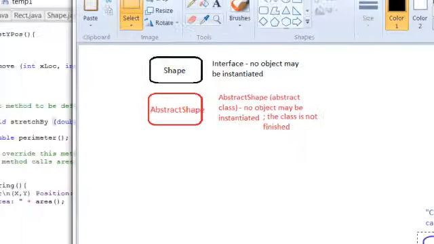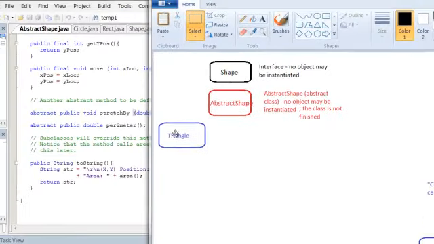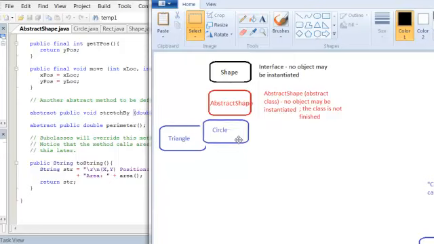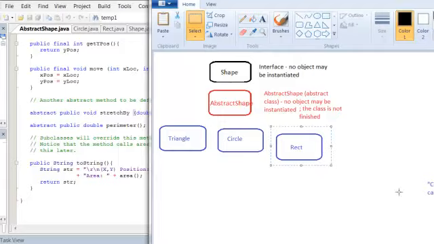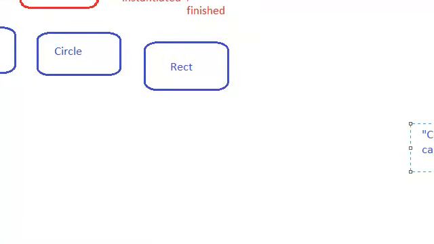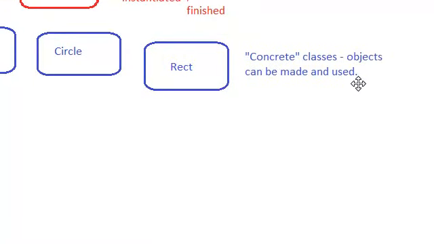I'm going to put triangle and circle and rectangle underneath this. I'm not going to have fancy lines like your book, but I'm going to call them concrete classes.